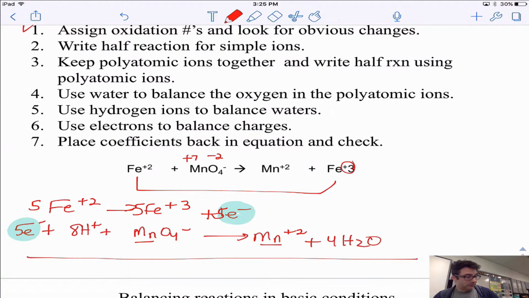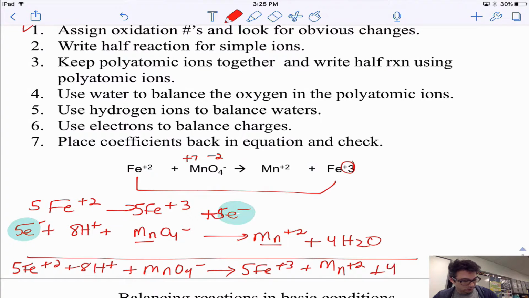So now if I add the ones on the left, I have 5 Fe+2, 8 H+, MnO4- yields 5 Fe+3 plus Mn+2 plus 4 H2O. The electrons will cross out. And now the fun part. I have to go back and check this. 5 Fe's on the left, 5 Fe's on the right. 8 H's on the left, 8 H's on the right. A manganese on the left, a manganese on the right. 4 oxygens on the left, 4 oxygens on the right.